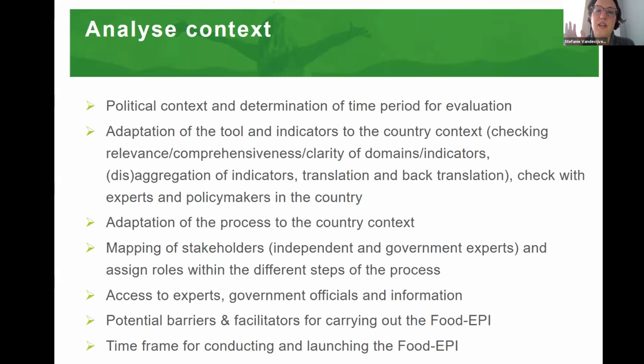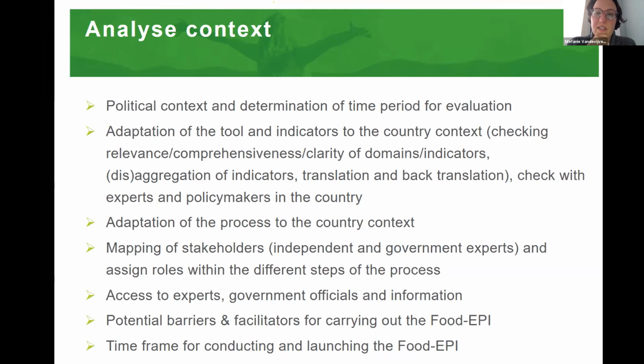So the tool is not to be taken as it is. Ideally we want to keep the international comparability, but it's very important to look at all the indicators, check relevance, and also see if there are any indicators missing that you'd like to add. Do you potentially want to aggregate some of them because the evidence is very similar, or there's no evidence at all for this domain? Or do you want to disaggregate some indicators because maybe your country has a lot of policies on sodium and nothing on all of the other nutrients of concern, for example?